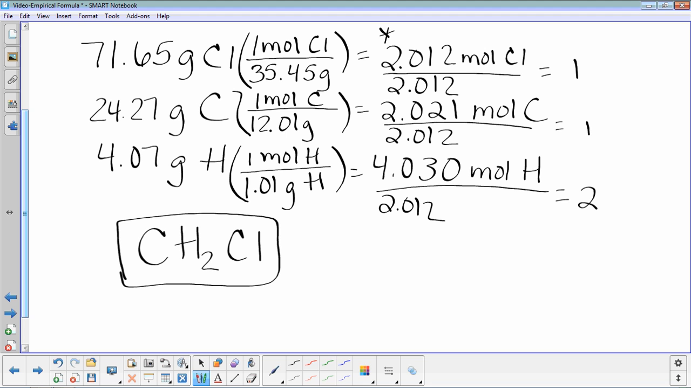So this is just a short tutorial on writing empirical formulas, not only from grams, but also from using percent composition. If you are struggling with the grams to mole conversions, please use the past videos on how to convert from grams to moles. And also make sure you're doing practice problems if you still need help with empirical formulas.